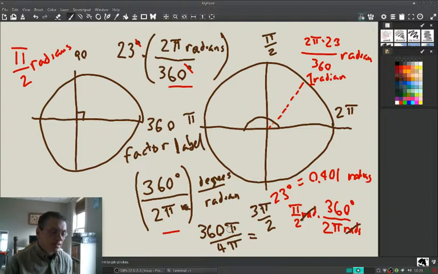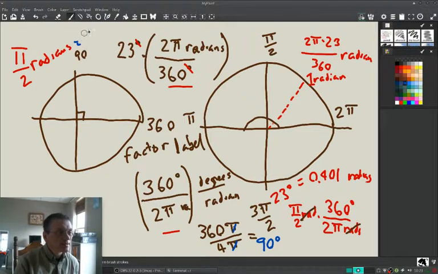Now we can plug this into a calculator and calculate it out. But we can also say, well, these pi's cancel out. To make it a little simpler, it's 360 over 4. Half of 360 is 180, and half of that is 90, so this equals 90 degrees. 90 degrees and pi over 2 radians are the same.